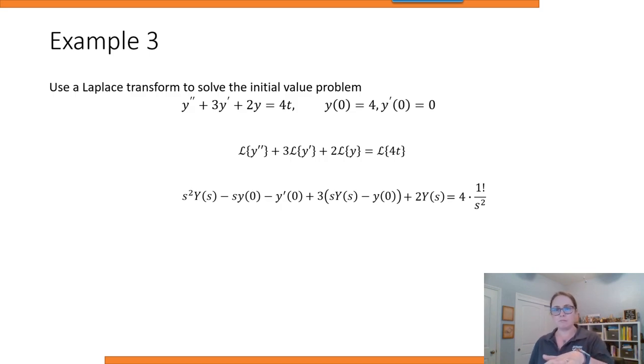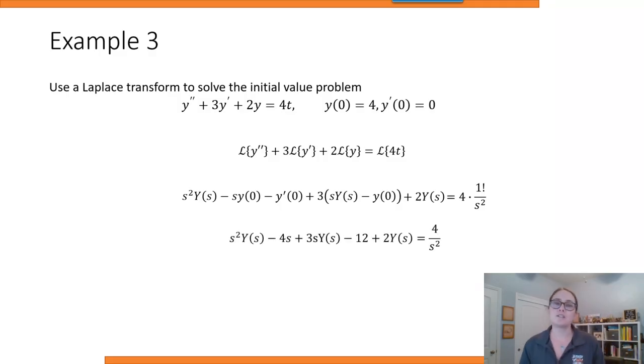Okay, so you can see now I've got this to a point where I can plug in my initial conditions. I've got y of 0 and y prime of 0 showing up in a few places in this differential equation now. And so I can plug those in. So wherever there's a y of 0, I can plug in a 4. And wherever there's a y prime of 0, that just becomes 0.